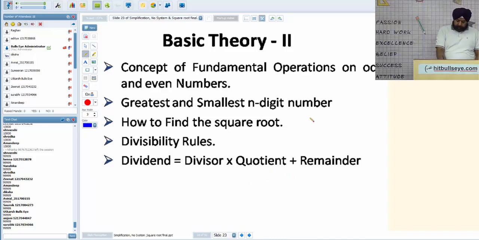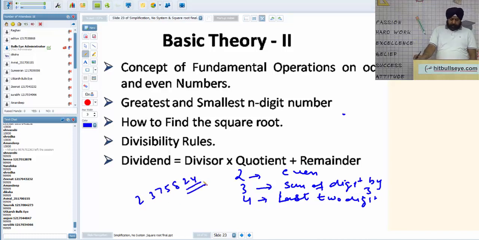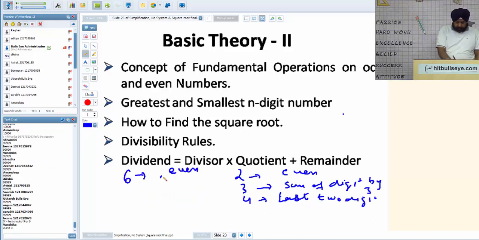A number is divisible by 2 if the last digit is even, divisible by 3 if the sum of digits is divisible by 3, and by 4 if the last 2 digits are divisible by 4. For example, if I write a bigger number 2375824, you need not check the complete number, just 24. If 24 is divisible by 4, then the whole number is divisible by 4. Next, 5: last digit 0 or 5. Then 6: last digit even and number divisible by 3, so it should be divisible by both 2 and 3.